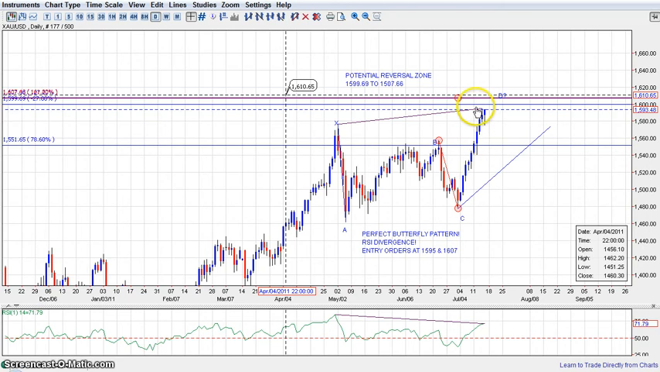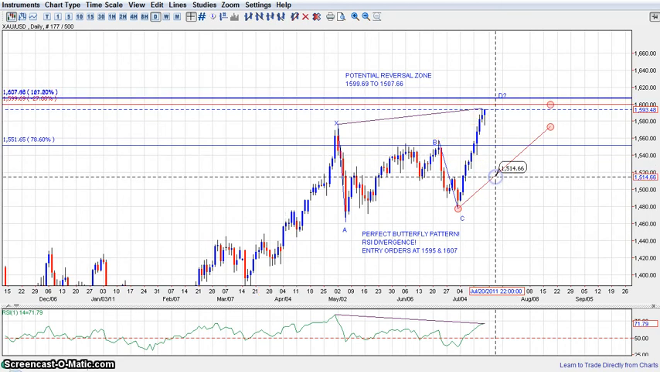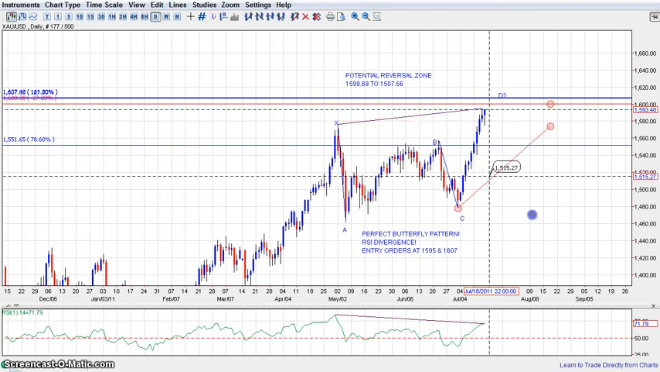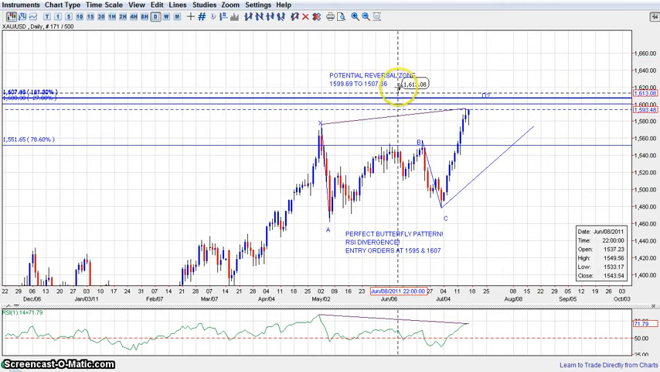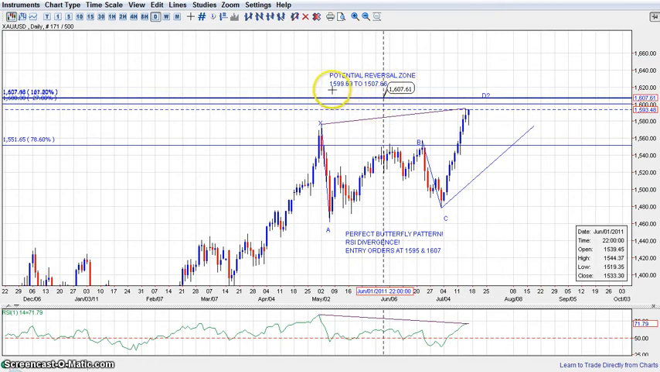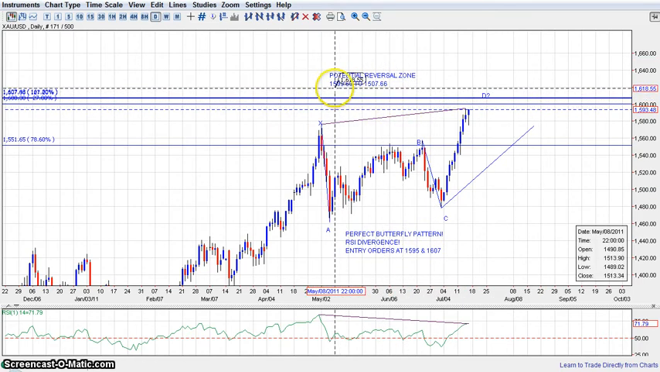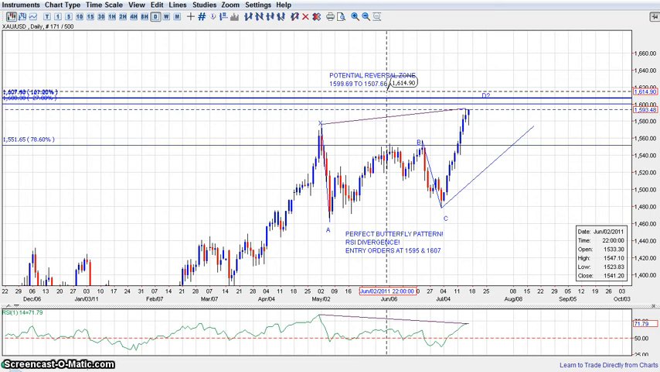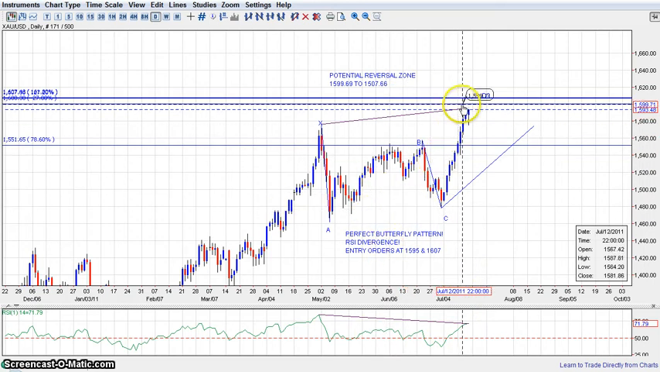And the lower boundary of the resistance zone is the 127% of the AB leg, projected from the C point. So you've got your potential reversal zone with strong resistance between 1600 and 1607, a resistance zone of less than 10 pips, so that's a very tight zone. RSI is telling us price should fall in the future, and this pattern is saying price should rally to that point, fall and encounter a resistance zone.